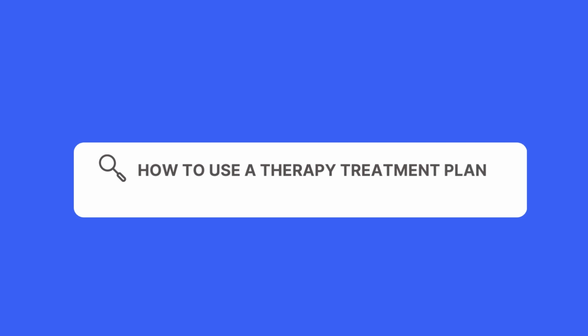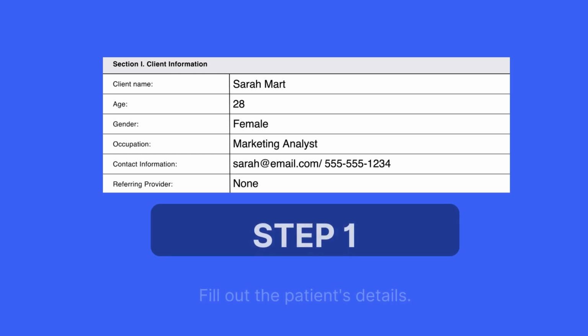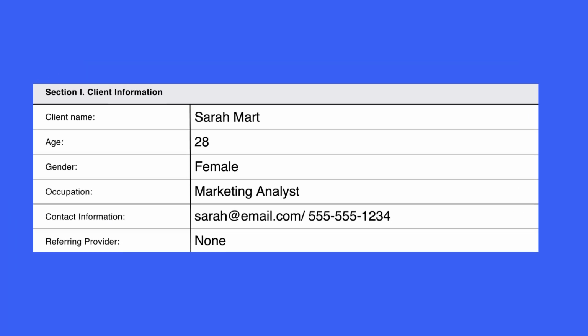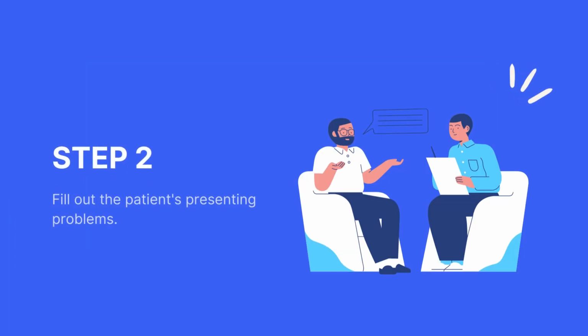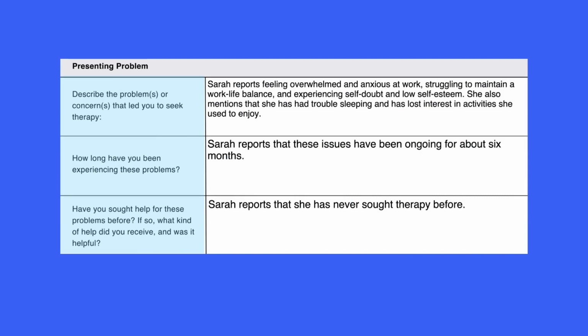Download the therapy treatment plan off our Carepatron platform, which you can find in the description. Fill out the patient's details in the assessment as shown on the screen. Next, fill out the patient's presenting problems. Describe the problems or concerns that led them to seek therapy. How long have they been experiencing these problems? Have they sought out help for these problems before?